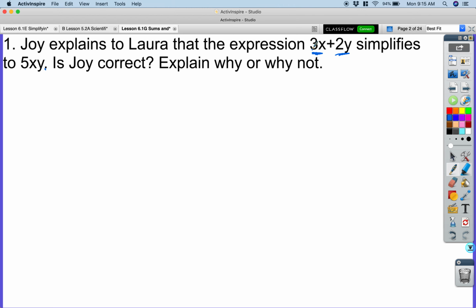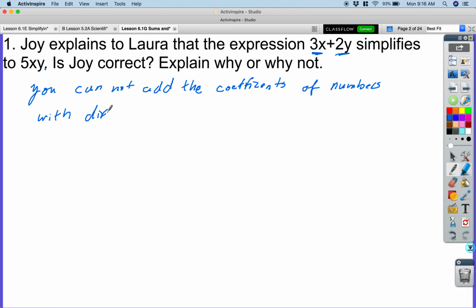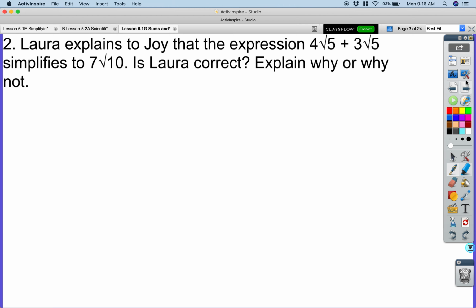So what I'm showing you here is you cannot add the coefficients of numbers with different variables. The variables and the exponents need to be the same when we add them. So let's go ahead and look at this. It says, Laura explains to Joy that the expression 4 radical 5 plus 3 radical 5 simplifies to 7 radical 10. Is Laura correct? Laura is incorrect here.